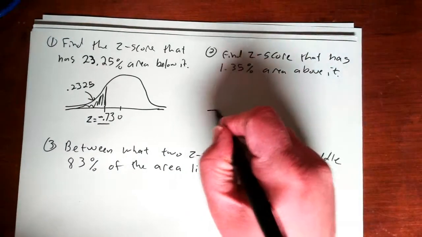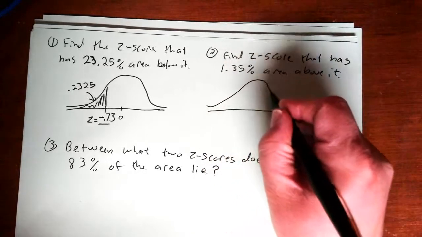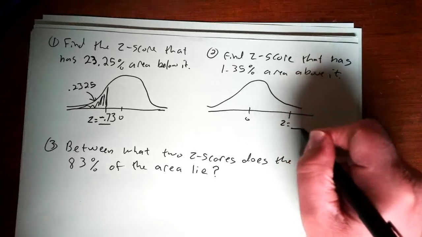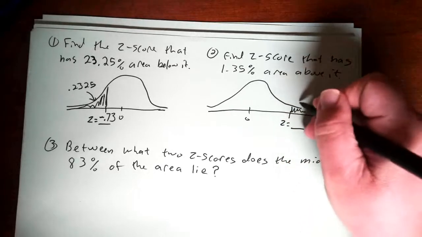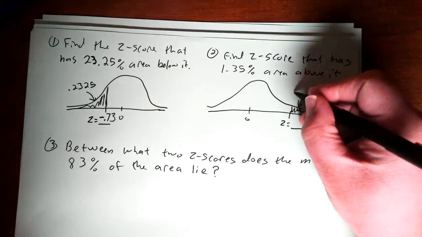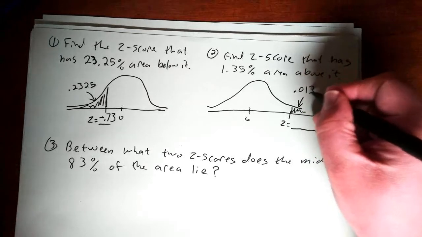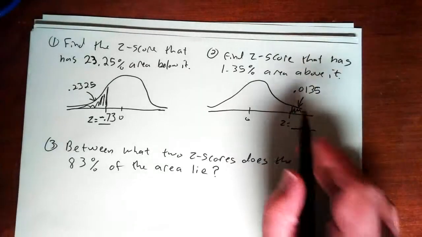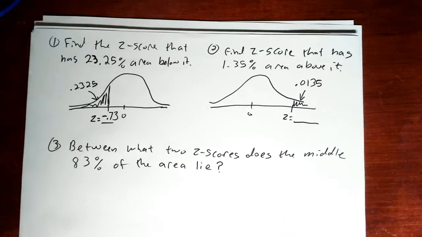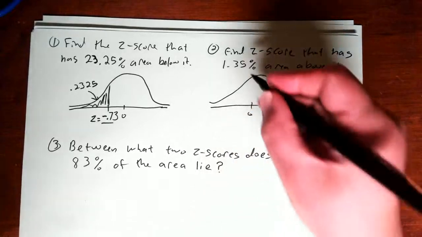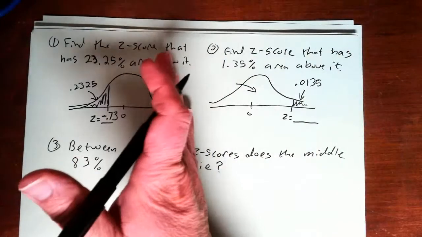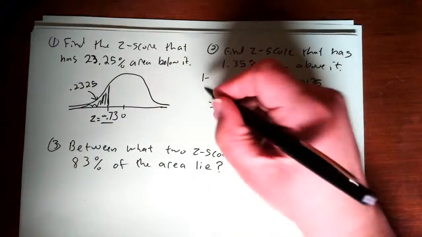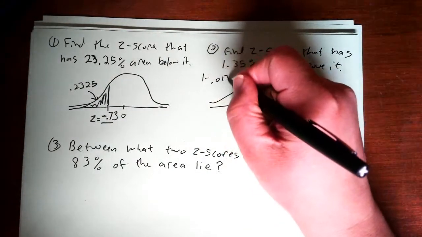Okay, so now we want to find a z-score that gives us this little smidget of area above it. This area here, we're going to say is 0.0135. I'm just moving the decimal point over 2 places, so I have a 4-digit area. Now on my table, remember the table always gives you the area below. So I'm going to look up this area, so I need to take 1 minus 0.0135.